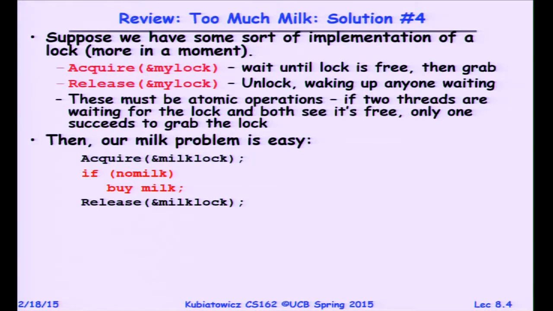Then we could say our milk problem looks like this. We acquire a milk lock, we check if there's no milk, buy milk, and we release the milk lock. And that thing I've got in red in the middle there is the critical section. That's the thing that we want to make sure is done atomically by whatever roommate happens to acquire the lock. They go in there and only one of them can check the milk and buy milk at a time. That's our solution to the milk problem. And this one scales really nicely. Of course, we don't know how to build locks yet, but that scales pretty nicely, assuming locks work.